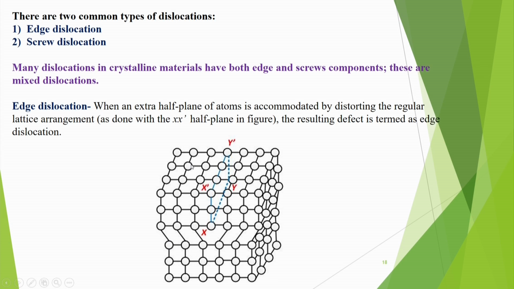You see that here on the top you have 1, 2, 3, 4, 5, 6, 7. 7 planes are there. In the bottom 1, 2, 3, 4, 5, 6 only are there. That means one extra half plane is there. That is x prime, y prime, x, y. So this one is there, that is why there is some distortion here. So this is called edge dislocation.